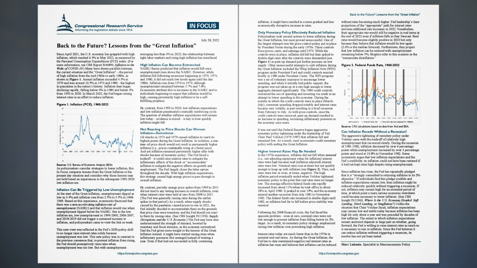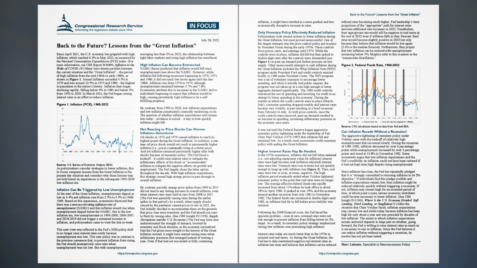Oil shocks in 1973 and 1979 caused inflation to reach its highest points during the Great Inflation. In isolation, a one-time oil price shock would not result in permanently higher inflation, that is, prices continually rising at a faster pace. And yet inflation remained persistently higher after both shocks because of monetary policy. The Fed faced a trade-off. It could raise interest rates to mitigate the inflationary effects of the shock or accommodate inflation to mitigate the negative effects on growth and employment. The Fed largely chose the latter option throughout the decade. With high inflation expectations, this strategy caused high energy prices to pass through to overall inflation.